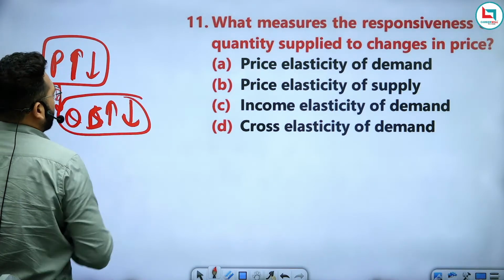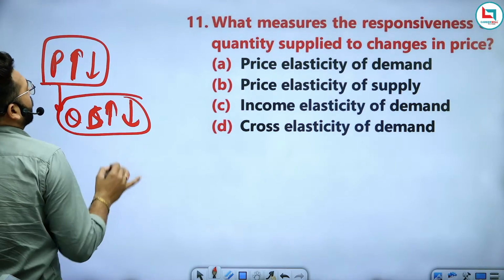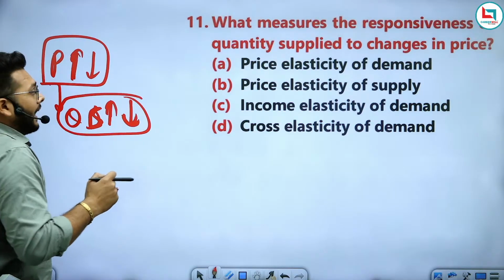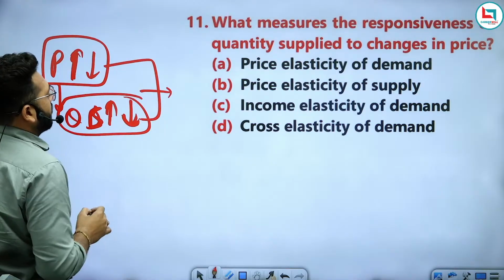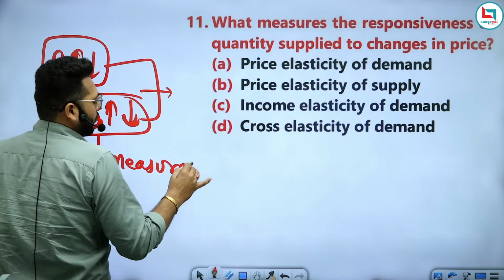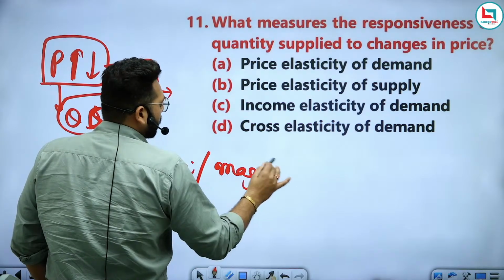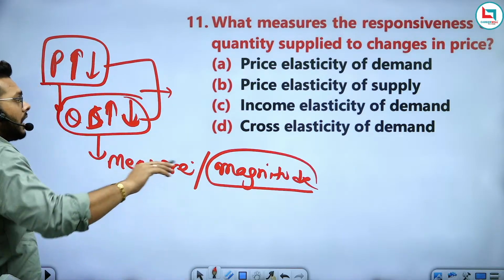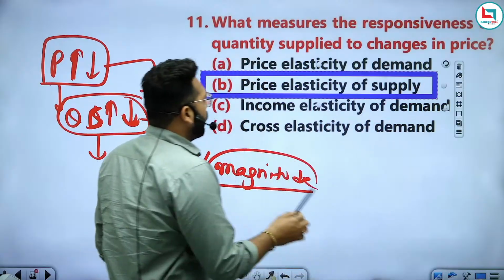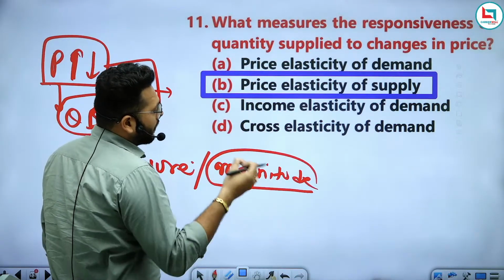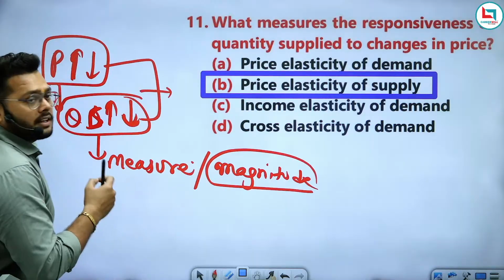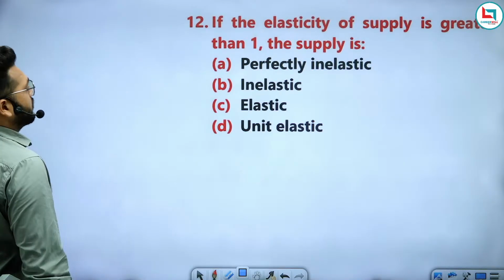Quantity supplied, not quantity demanded, right? So how much he will increase or decrease the quantity supplied of a particular commodity. He is talking about the measurement, the magnitude: due to a change in price, how much it is increasing and how much it is decreasing. This is price elasticity of supply. Due to an increase or decrease in price, how much the quantity supplied by the producer changes. This is what is called price elasticity of supply, right? Now let's move to another question.